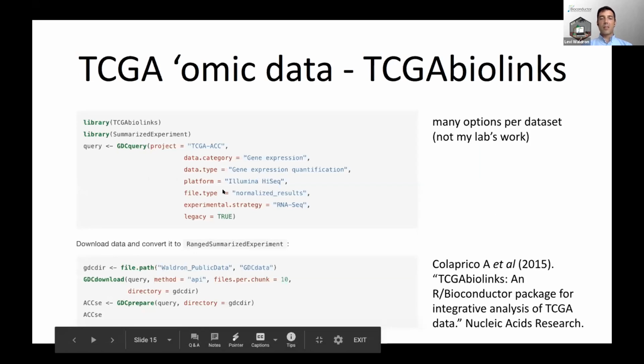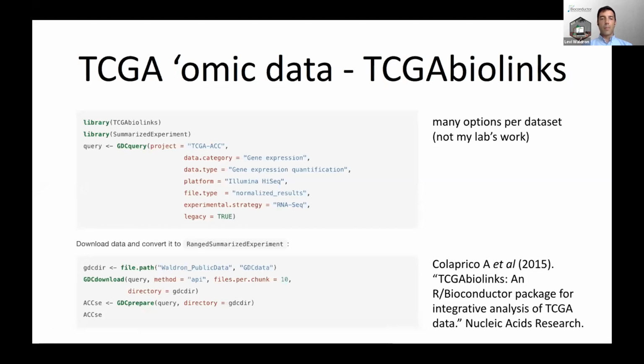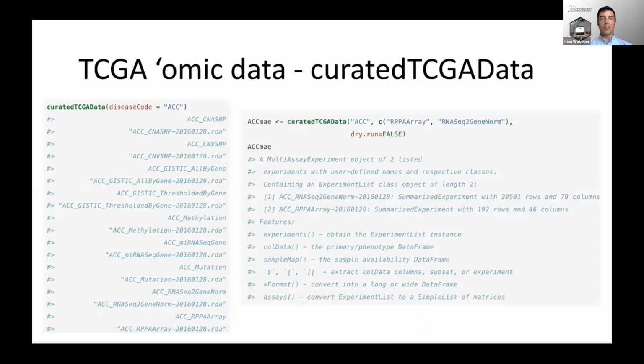But as you can see, you have a number of different choices and a few lines of code in order to get this summarized experiment. Not a big barrier, but you can see the flexibility that it's offering. Here is an example of accessing data for one data type with curated TCGA data.